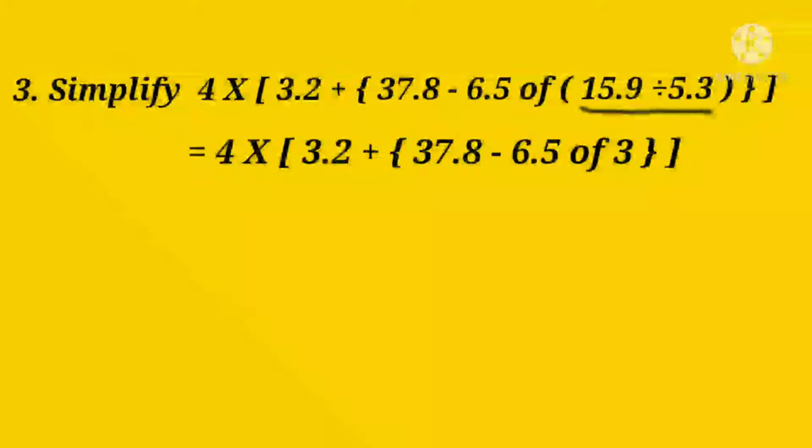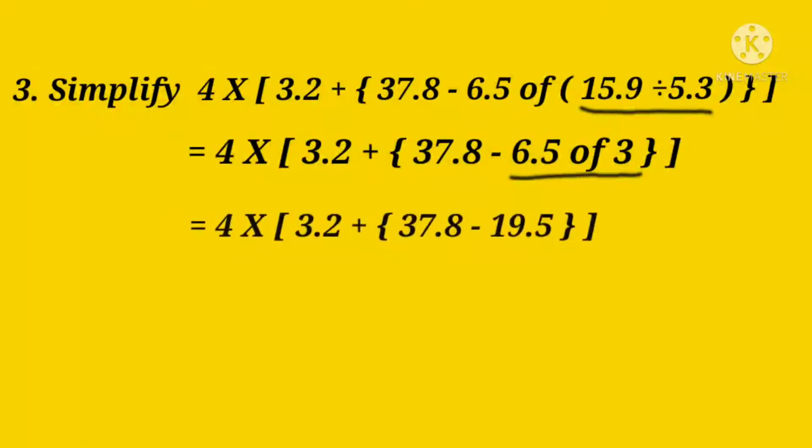Now after operating the small bracket, we have to operate the curly bracket. But in the curly bracket, we have to first operate of, and other numbers we will note down as it is. So we get 4 into, within the square bracket, 3.2 plus, within the curly bracket, 37.8 minus 19.5, curly bracket closed, square bracket closed.